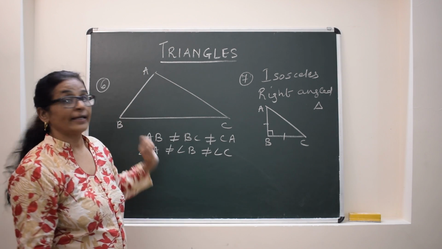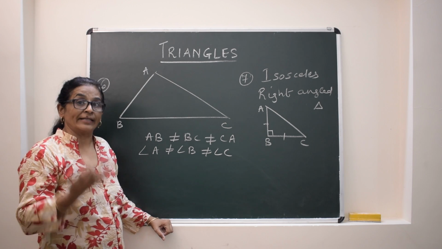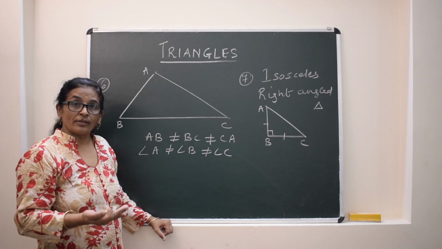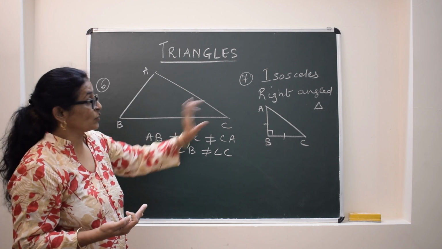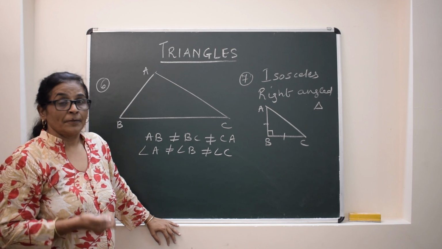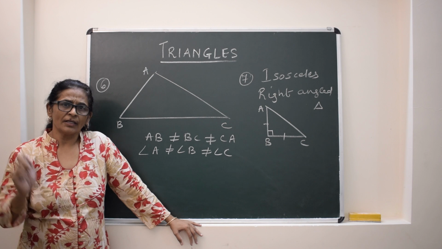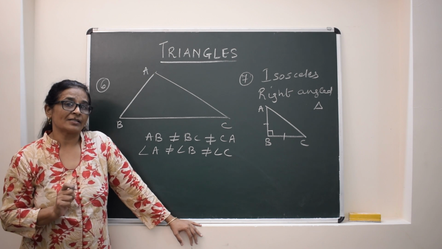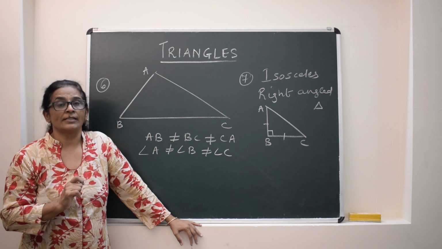So these are the types of triangles. They are acute angle triangle, obtuse angle triangle, right angle triangle, equilateral triangle, isosceles triangle, scalene triangle, and isosceles right angle triangle. So when we talk about a triangle, in this topic we will discuss the properties and we will discuss congruency here.